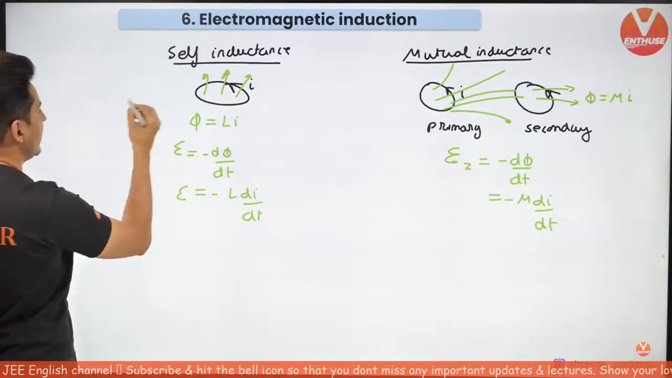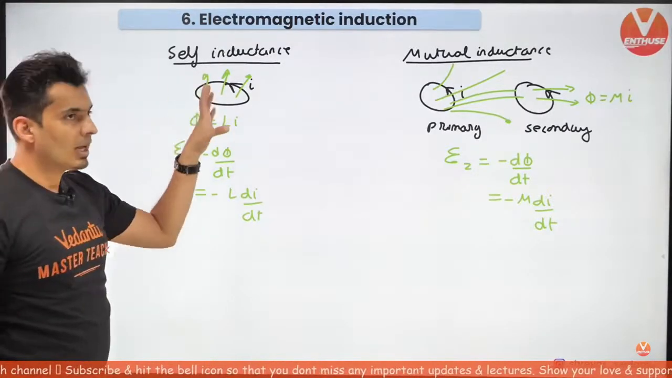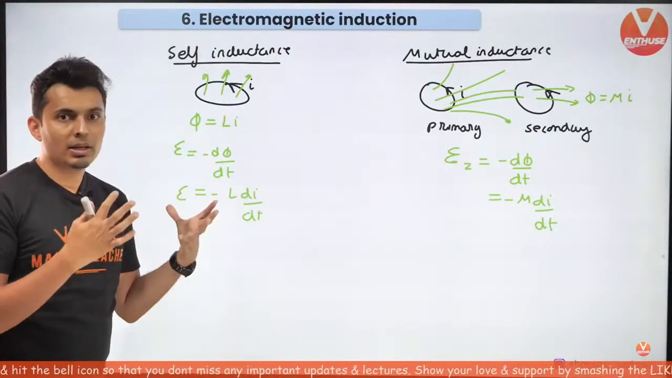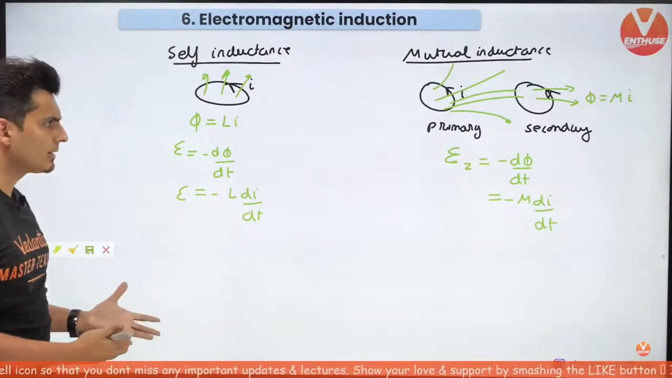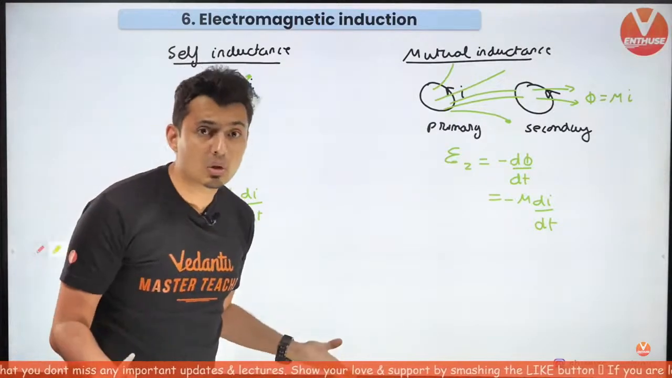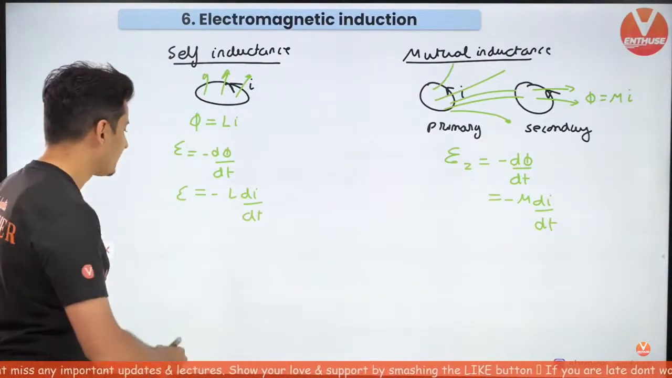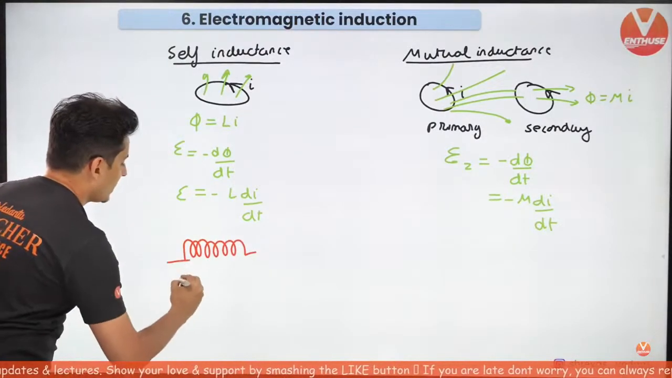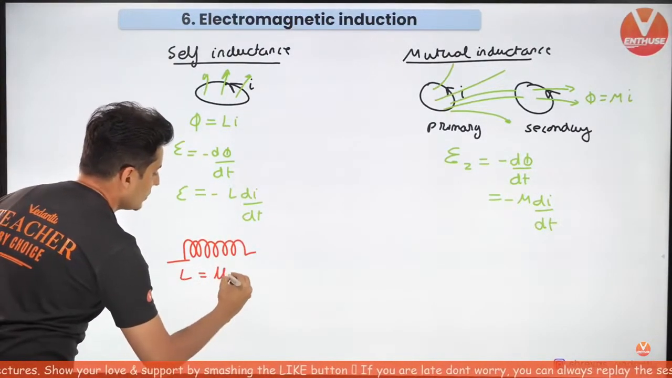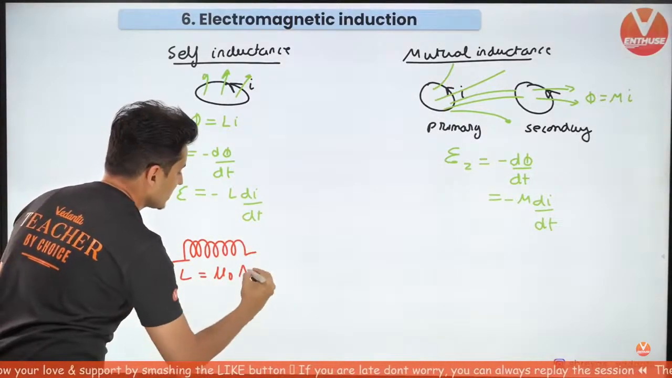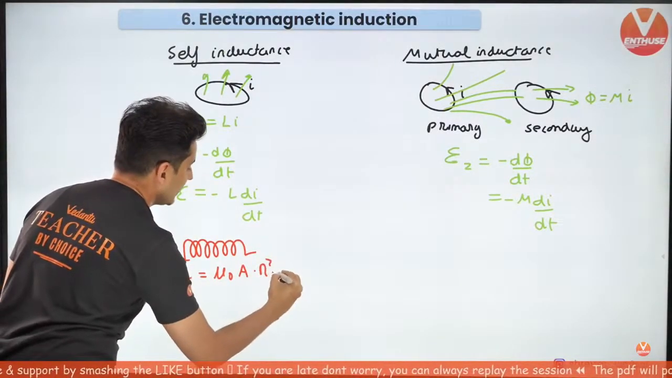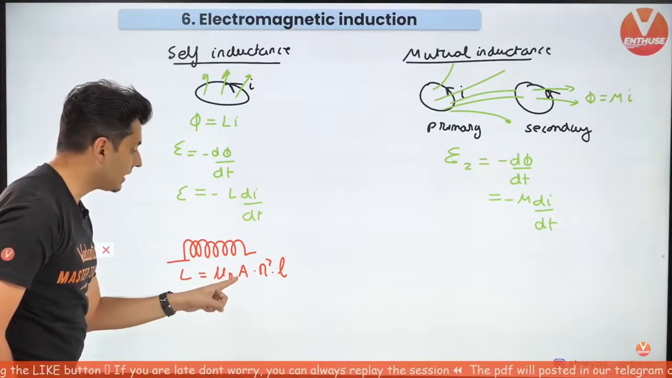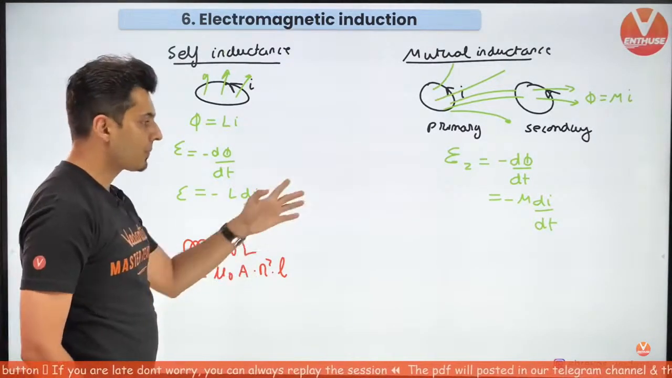And energy stored in an inductor. So every coil, every loop has its own inductance. So any loop can be considered like an inductor. And the best example is a solenoid. Solenoid is an inductor. So the self-inductance of a solenoid is given by L is equal to mu naught A N square l. What is this l? Length. N is turns per unit length. A, area of cross section.